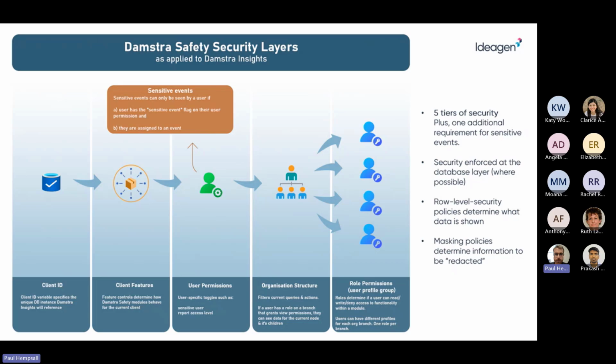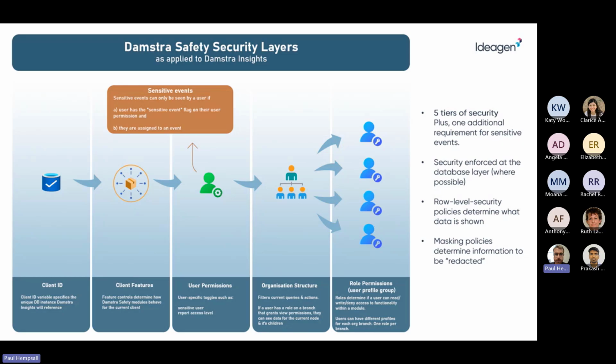And then the final last layer there is role permissions. So you might be familiar that in safety, you've got the concept of group profiles, and that determines the type of information that you're able to see within Insights. And we'll go into a little bit more detail as we walk through these examples. So let's have a look at some theory.